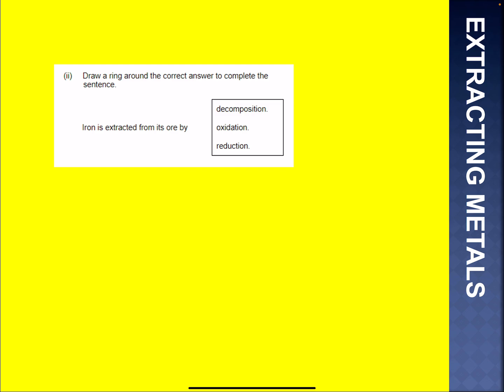Draw a ring around the correct answer to complete the sentence. Iron is extracted from its ore by, is it decomposition, is it oxidation, or is it reduction? Reduction, 1 mark. And that's the end of this.